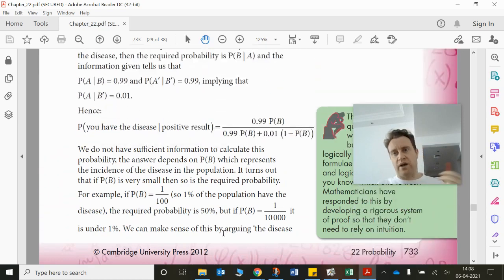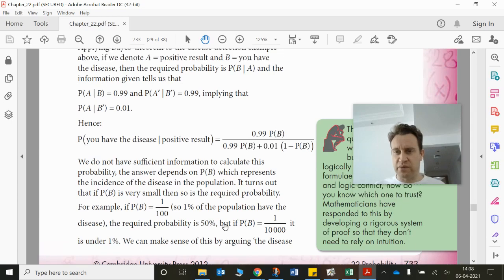Okay, so that would be a nice IA project, in fact, that you could find some information about this, and there's a lot to discuss here, of course. Okay, but for this you need to be able to switch around your conditional probabilities.